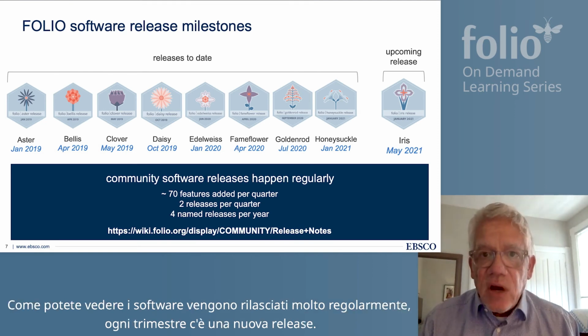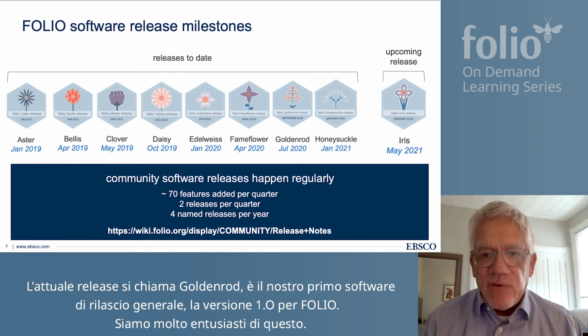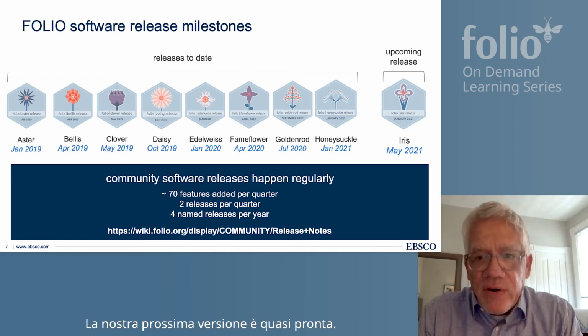Here's a brief snapshot of the Folio software release milestones. As you can see, software is released very regularly. Each quarter, there is a named release. We name our releases after flowers. The current release is called Goldenrod, and that is our first general release software, the version 1.0, if you will, for Folio, and we're very excited about that.